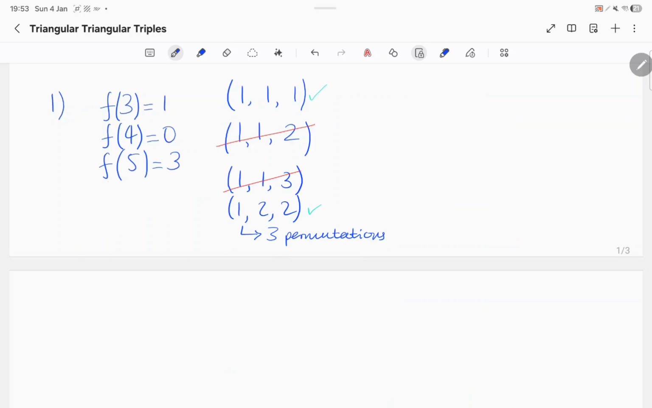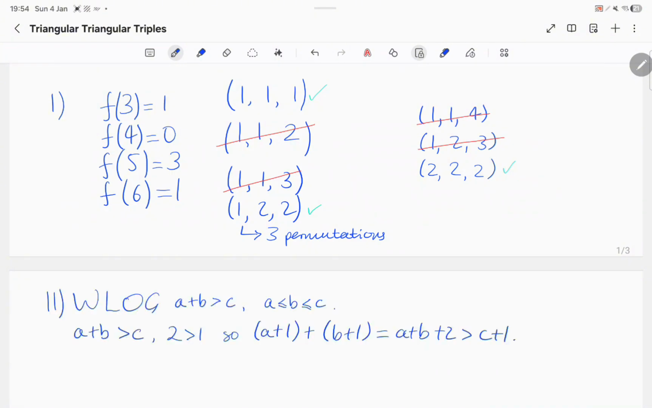For f of 5, we're going to try 1, 1, 3, which is not a triangular triple. Then we're going to try 1, 2, 2, and we're going to realise that we have 3 permutations of that, so f of 5 is equal to 3. For f of 6, we'll start with 1, 1, 4, which does not give a triangle, 1, 2, 3, which does not give a triangle, and then we're going to try 2, 2, 2, which does give a triangle. Therefore, f of 6 is equal to 1.